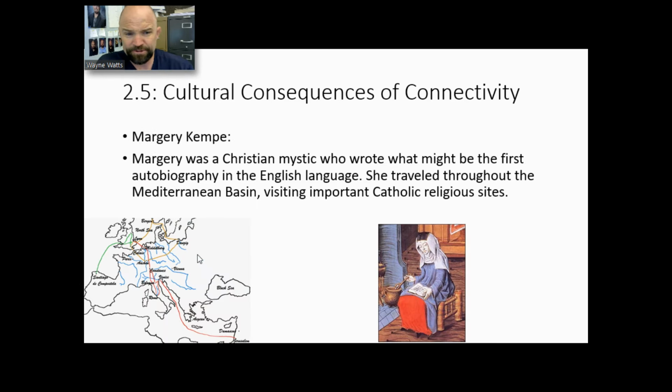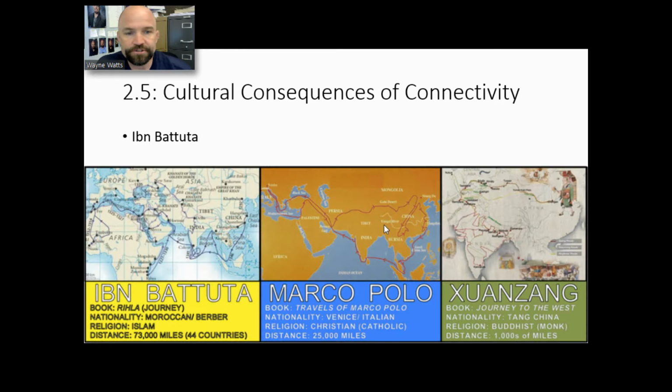Another example is Margery Kempe. Margery was a Christian mystic who wrote what might be the first autobiography in the English language. She traveled throughout the Mediterranean basin, visiting important Catholic religious sites, and then wrote about them afterwards.